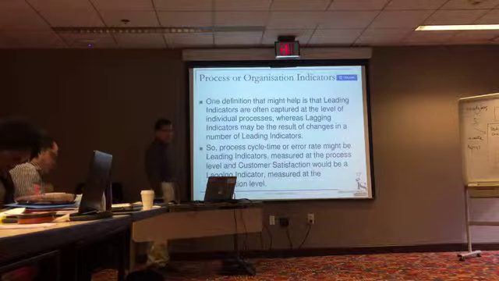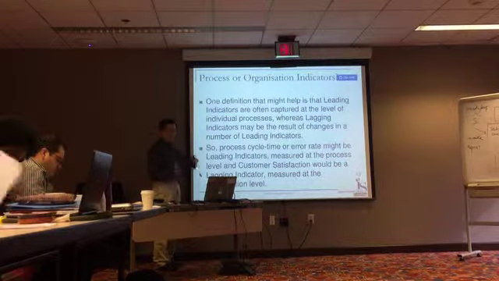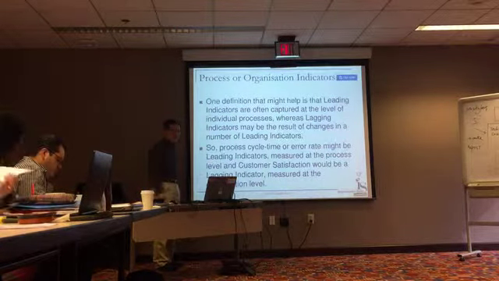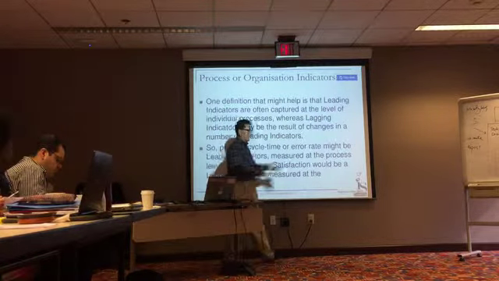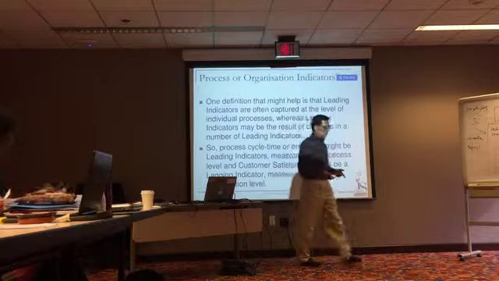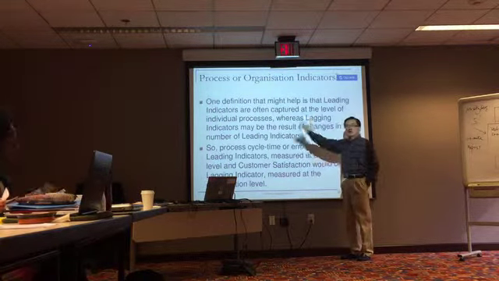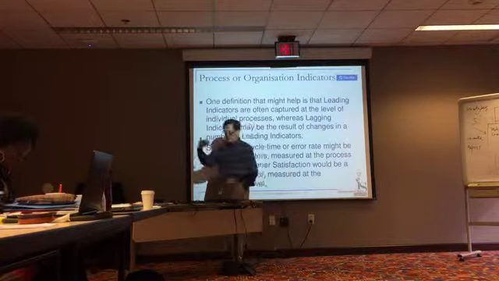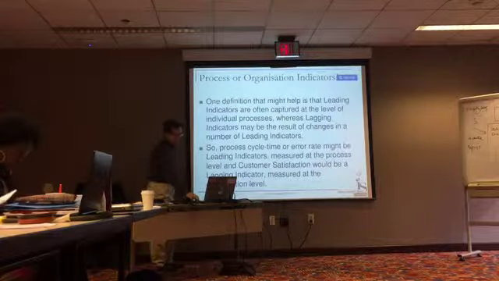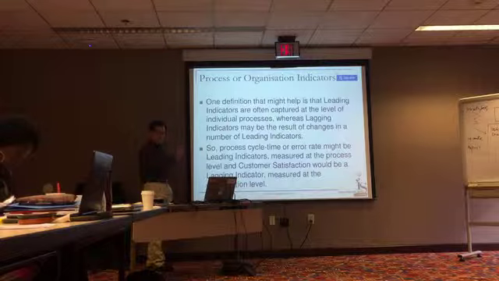Leading indicators often capture the level of an individual process. Lagging indicators, for example the financial statement, are the result of changes in a number of leading indicators. The financial statement is the result of the entire operation, as opposed to a leading indicator, which is one individual item, like error rate, process efficiency, or cycle time.